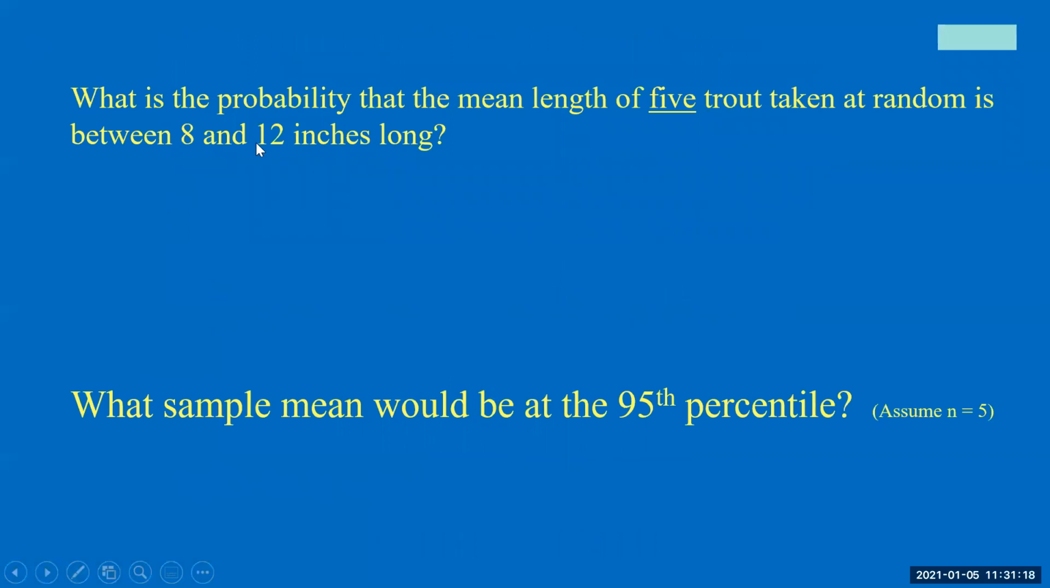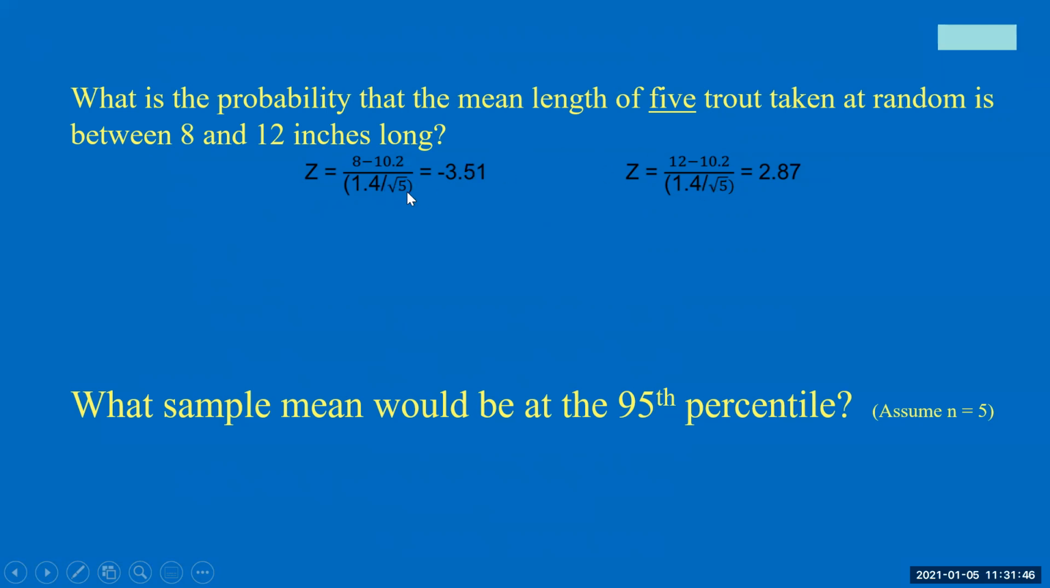So let's change it up. What is the probability that the mean length of 5 trout taken at random is between 8 and 12? Notice the only difference now is instead of just taking 1 trout, we're now taking the mean average of 5. If we're taking the average of 5, that means our standard deviations are going to get smaller. So we need to calculate a new z-score because we're now taking our standard deviation of 1.4 and dividing it by the square root of 5 on both sides.